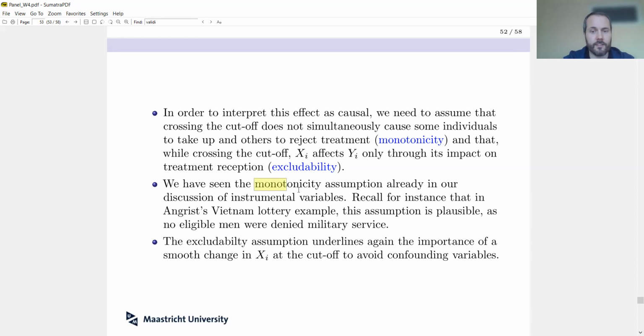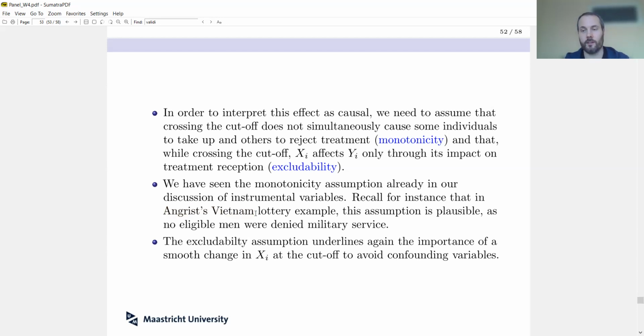Okay, so monotonicity, I think we have discussed before. If we haven't, here is a reminder, or a short explanation. Monotonicity is also an implicit assumption when we interpret instrumental variables. Implicitly, we assume that the instrument does not lead to some people taking up treatment, whereas other people reject it. So for instance, the famous example of Angrist and the Vietnam lottery.